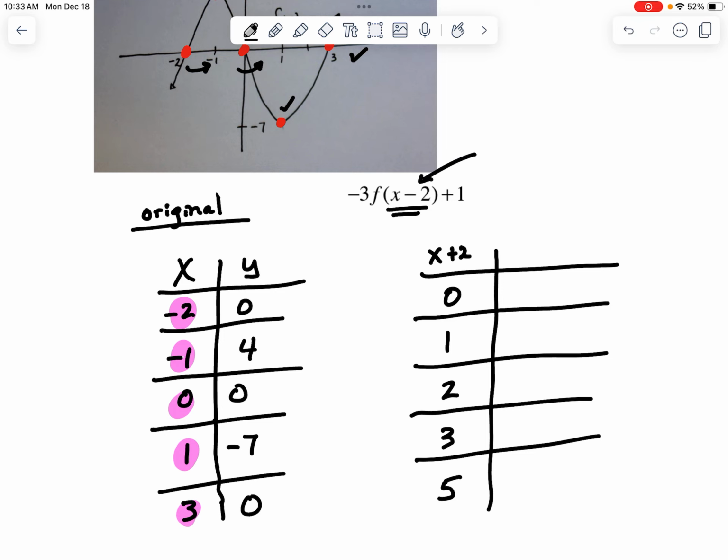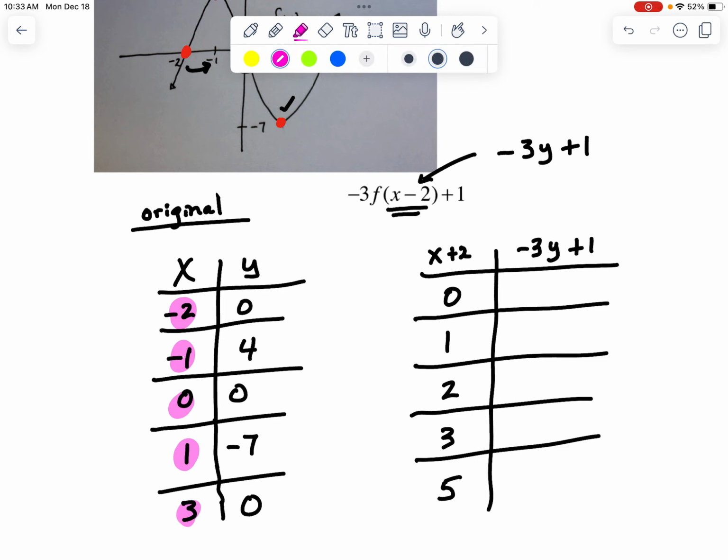After that, you can say, all right, we're done with this X minus 2 business. So I can just abbreviate this and say, it's really saying -3 times the Y value plus 1. So that's the heading for this new column, -3 times the Y value plus 1. So now go over to all of these blue Y values and take each one of them and multiply by -3 and then plus 1.